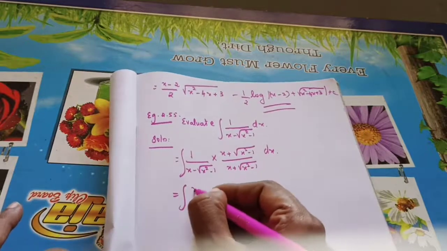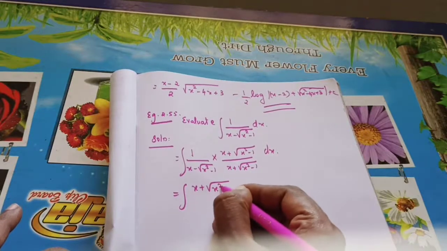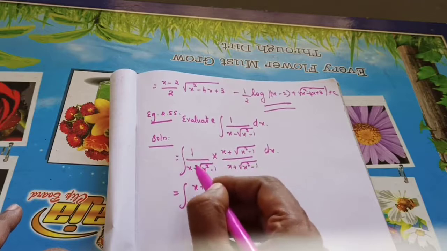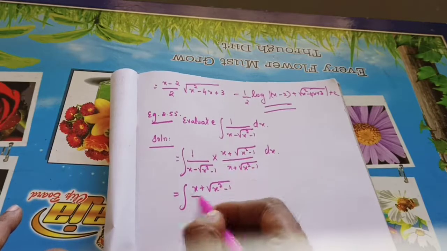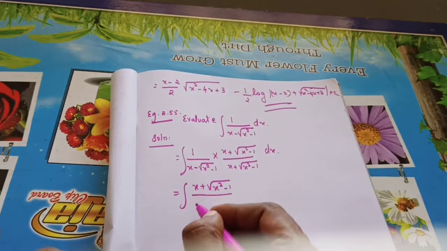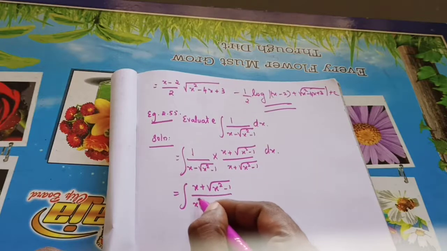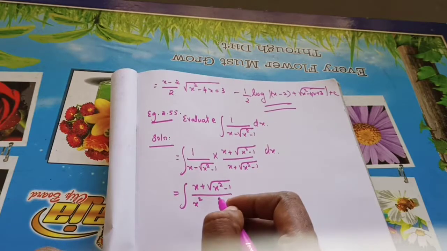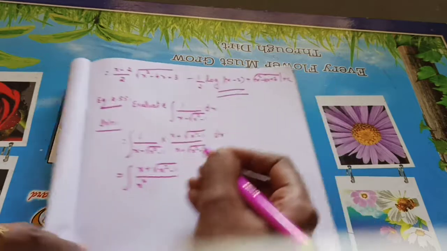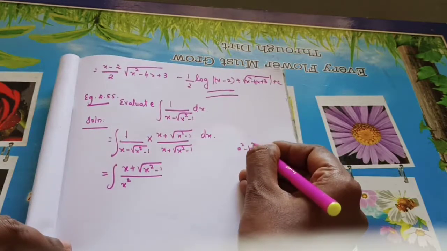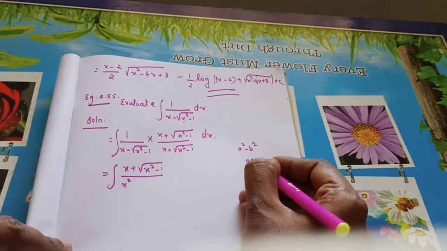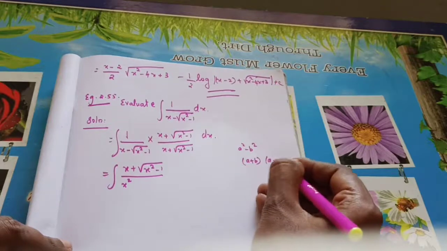So how much will you get? x plus square root of x square minus 1. Now it is in the form of a plus b into a minus b, so what will you get? a square minus b square, is it right? What's the formula for a square minus b square? You learned in the lower class, that is a plus b into a minus b.